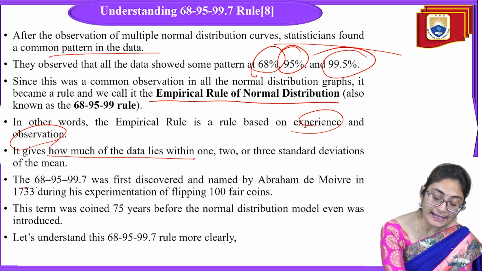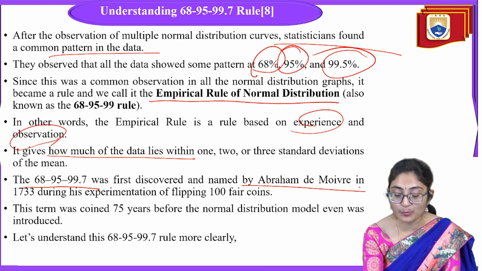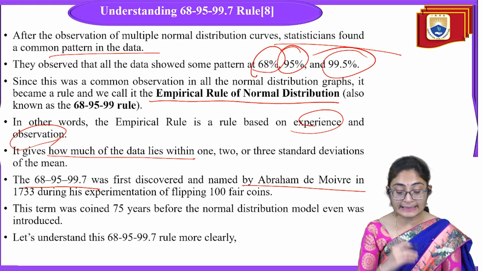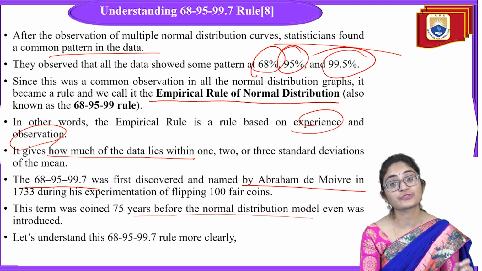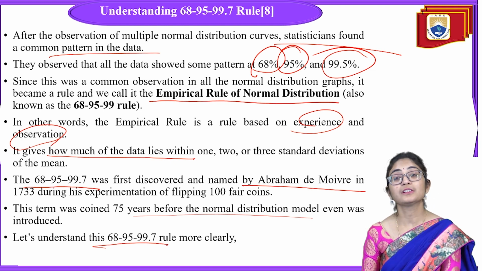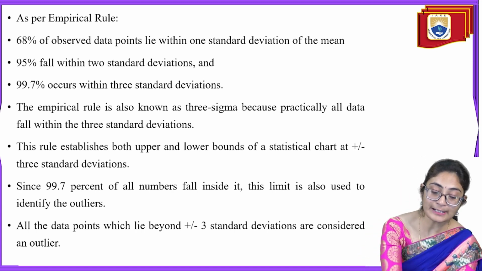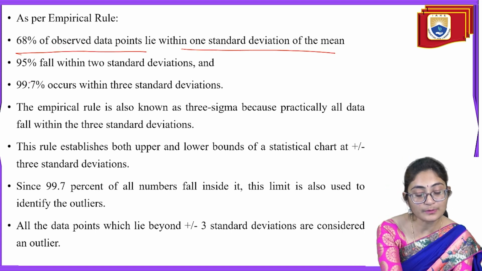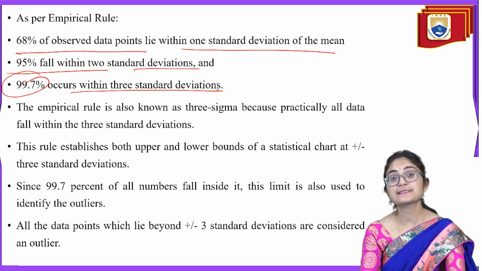And 68, 95 and 99.7 was discovered by Abraham de Moivre during his experimentation of flipping 100 fair coins. And this term was coined 75 years before the normal distribution model was even introduced. Let's understand this 68, 95, 99.7 rule more clearly. As per the empirical rule, 68% of observed data is within 1 standard deviation, 95% within 2 standard deviations, and 99.7% within 3 standard deviations.